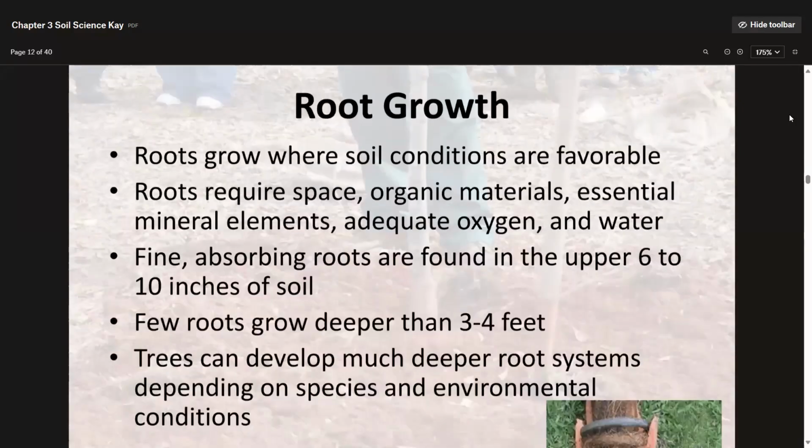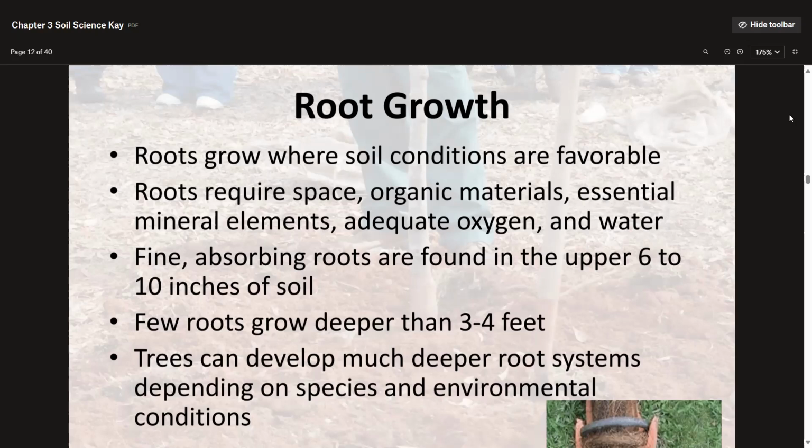Root growth, let's face it, roots grow where the soil conditions are good. Roots require space, organic matter, essential mineral elements, adequate oxygen, and water. Okay, fine absorbing roots, and I mean fine, reach up and feel your hair. That's how these guys are. They're that small, right? They're the ones that absorb that water and nutrients, and they're found in the upper 6 to 10 inches of soil. Okay? Very few roots grow deeper than 3 to 4 feet.